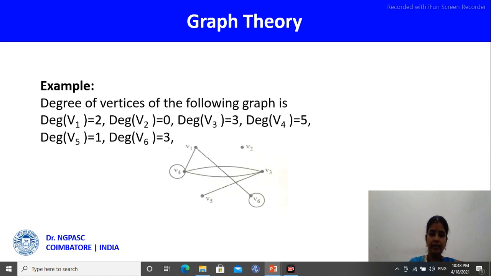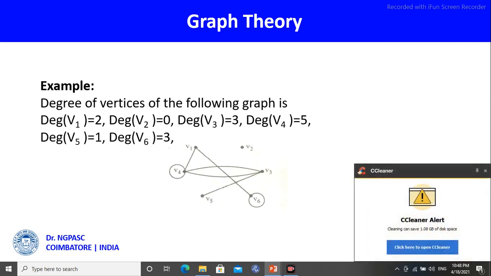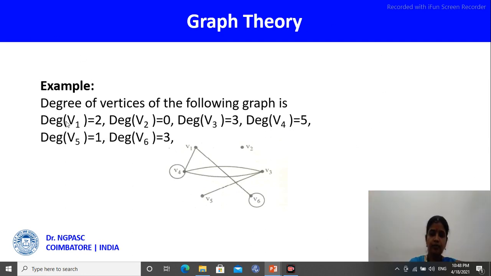Example for degree of a vertex. In this graph, degree of V1 is 2. Degree of V2, there are no edges, so 0. Degree of V3 is 2 parallel edges and 1 more edge, so 3. Degree of V4 is 5. Here a loop is considered as degree 2. Degree of V5 is 1. Degree of V6 is 3.